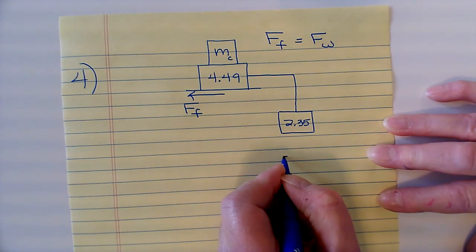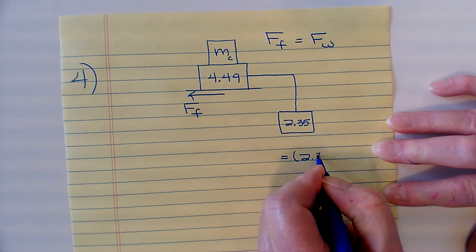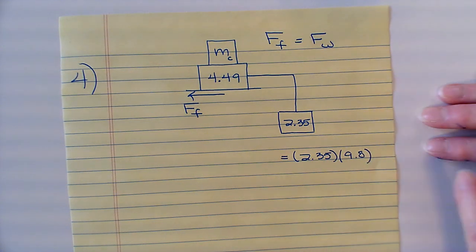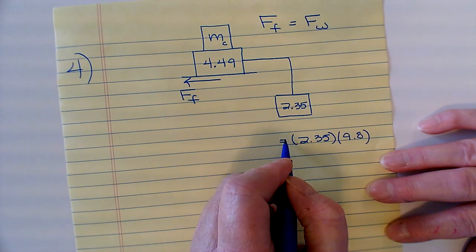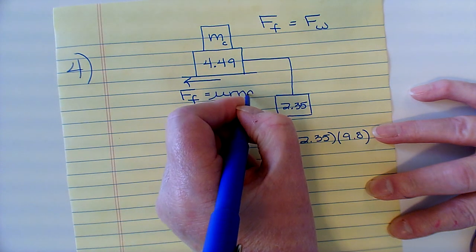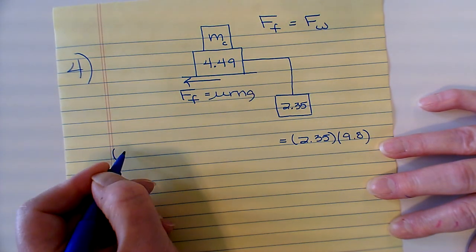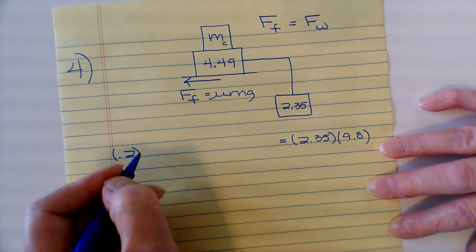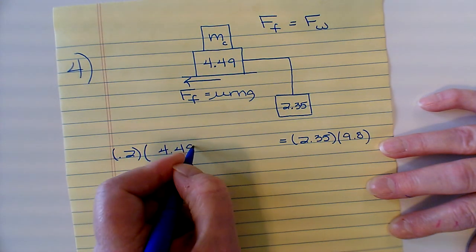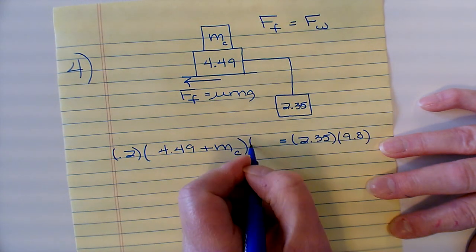So let's put down the FW because that one's easy. That's the weight of the block that's hanging down, which we know is going to be 2.35 times 9.8, and we know that's going to turn out to be 35. Okay, so over here then we have to figure out what the friction is, which is going to be mu mg. So that is going to be mu. It says that the coefficient of friction is 0.2. The mass is going to be the mass of the first block plus the mass of block C that we don't know, times g, 9.8.